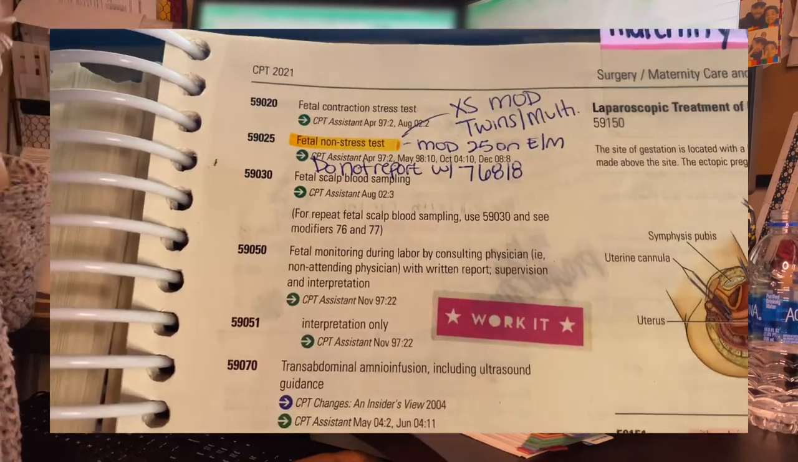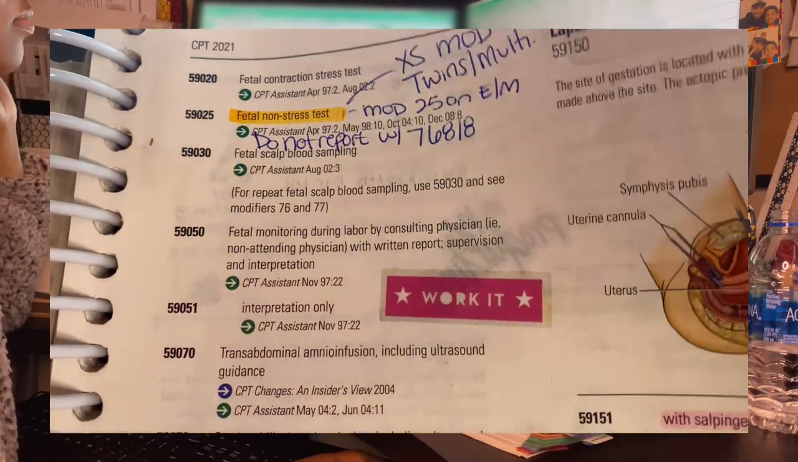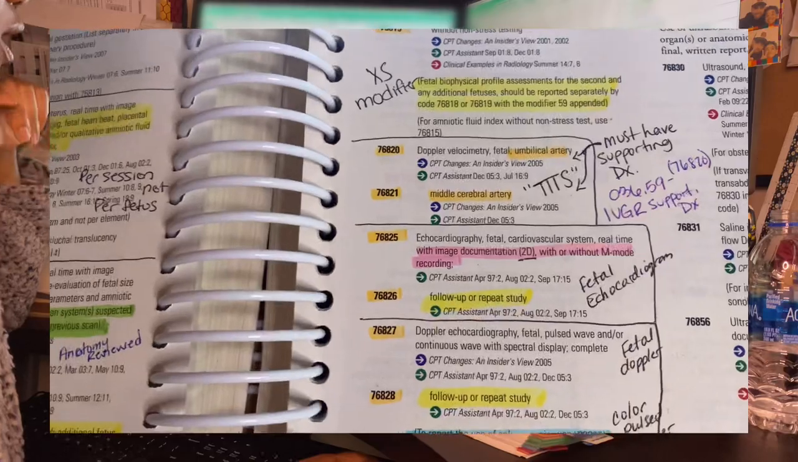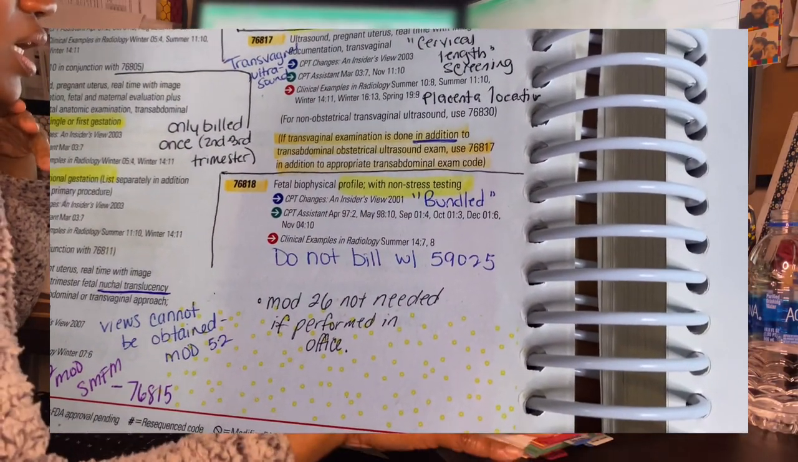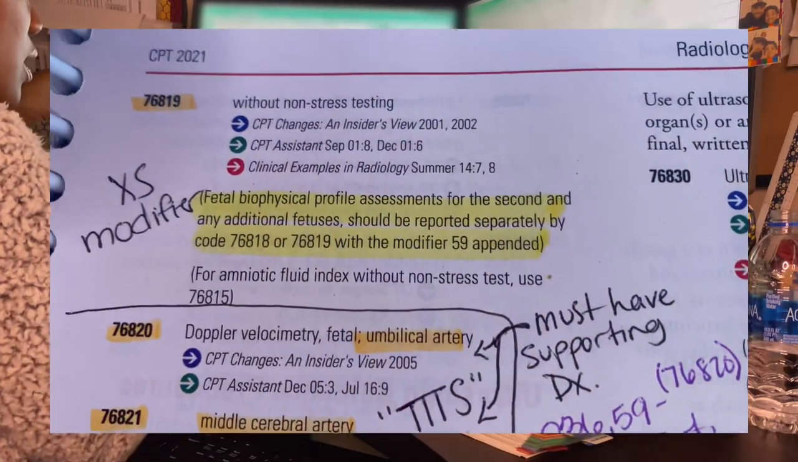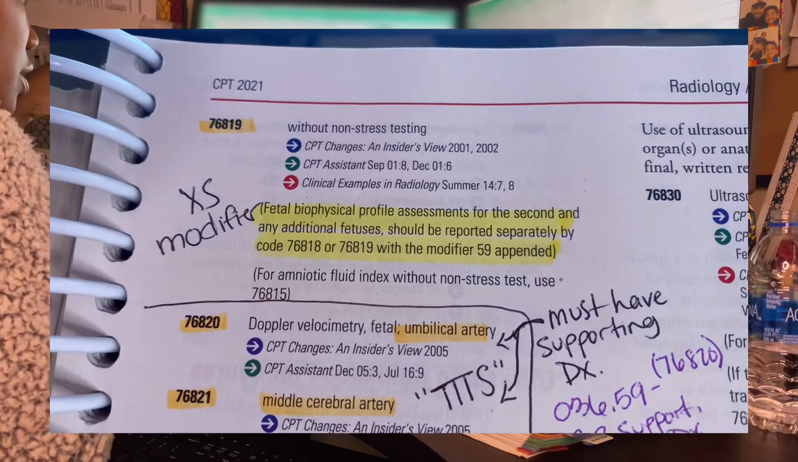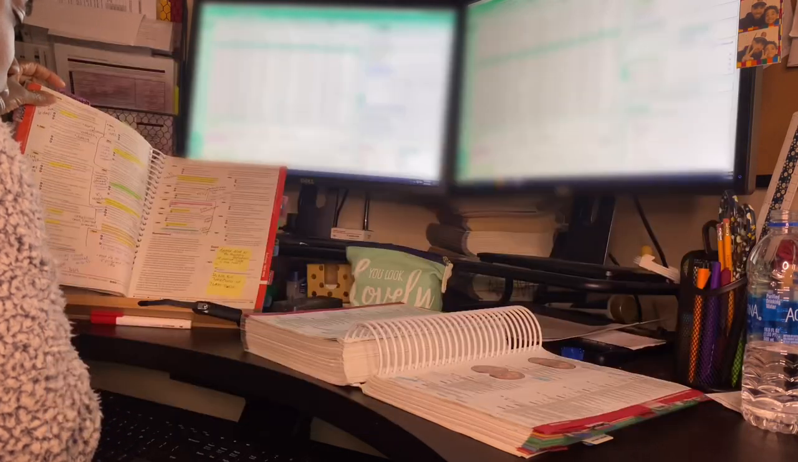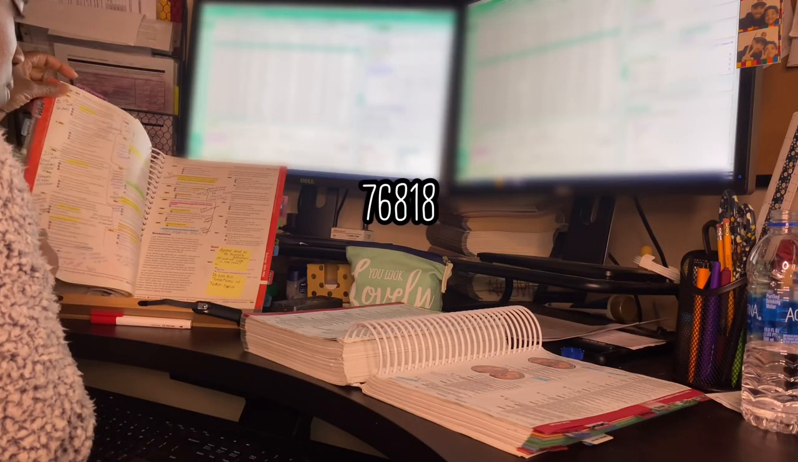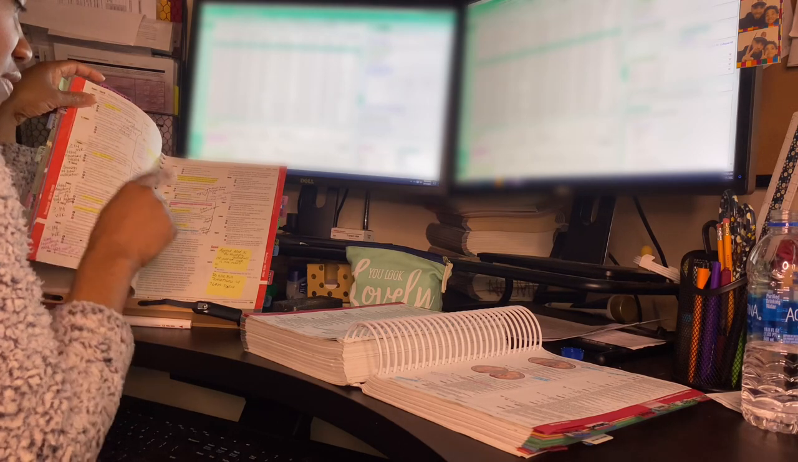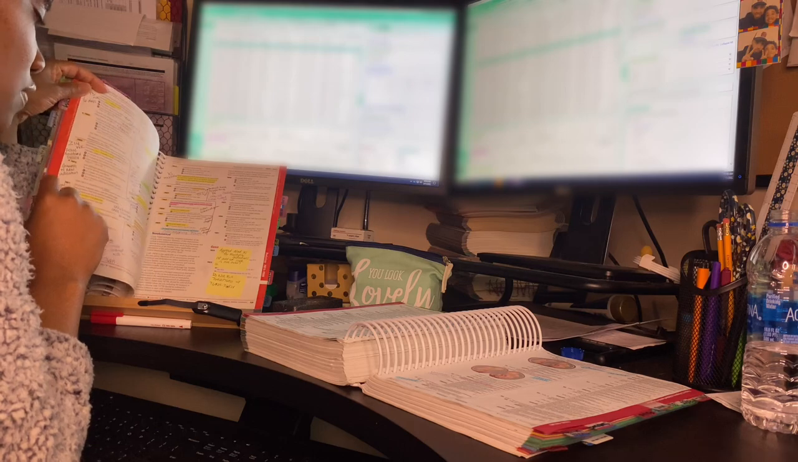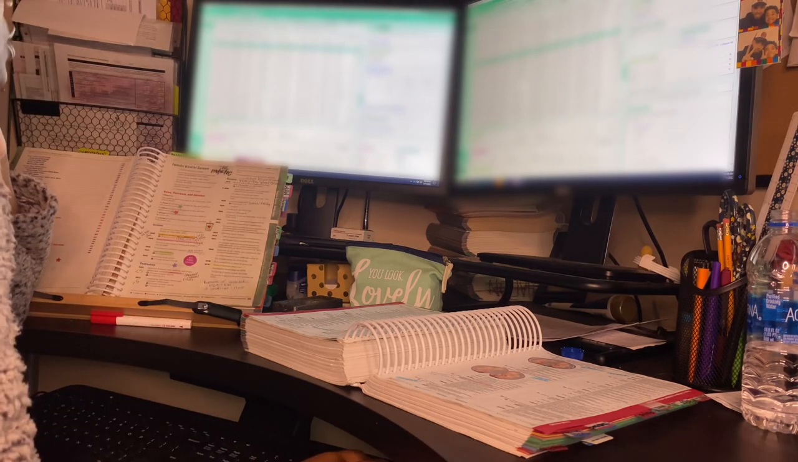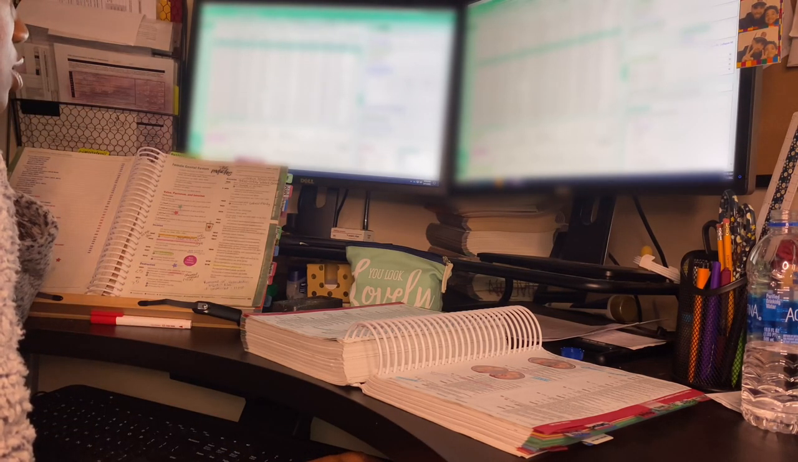Usually what happens is they'll submit the 59025 for NST, and then they'll bill the biophysical profile separate. I think it's the 78619. And there's actually a code that bundles both of them. 78618 is what I would have to change the 76819 to. And then my NST code, the 59025, I would switch to a no charge.